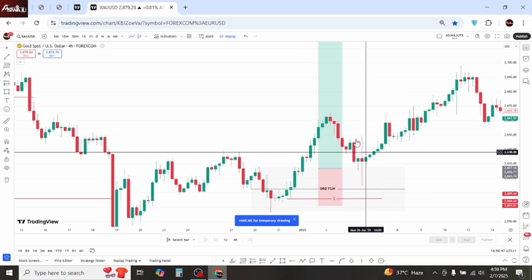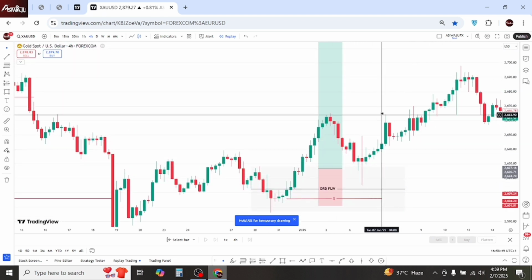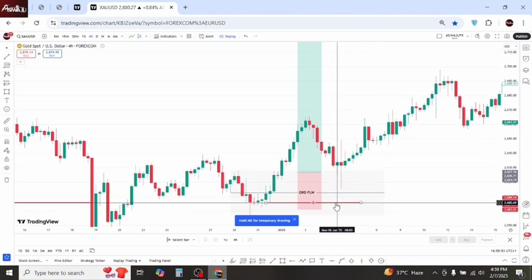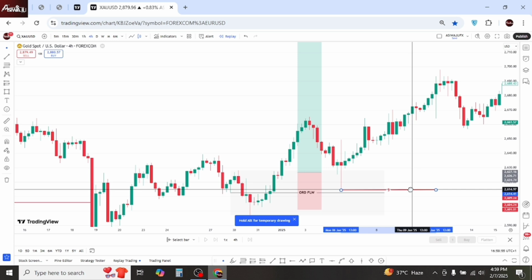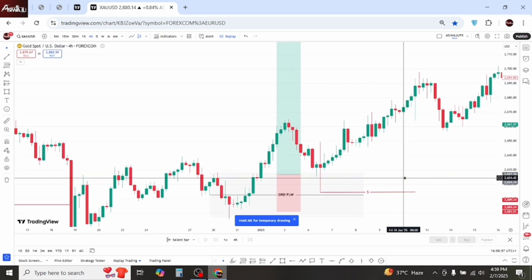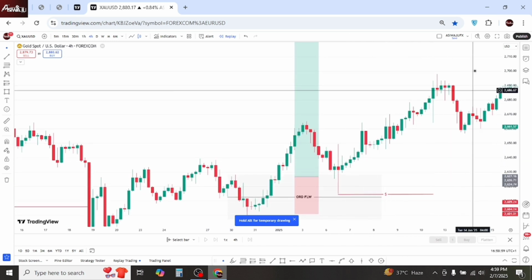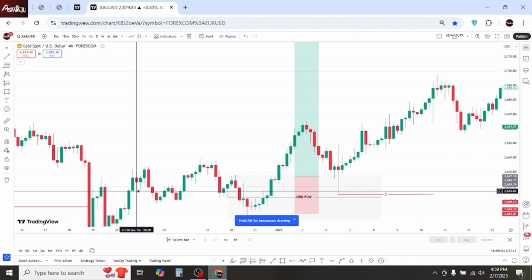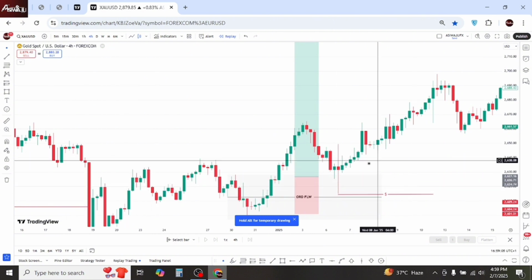We only have a pullback here. Price continues to the upside. Check out this low. This becomes our major pullback. And price also comes down to take out this pullback, as you can see, because price already grabbed multiple pullbacks, multiple sweep inducement, multiple inducement points. Price continues to the upside.